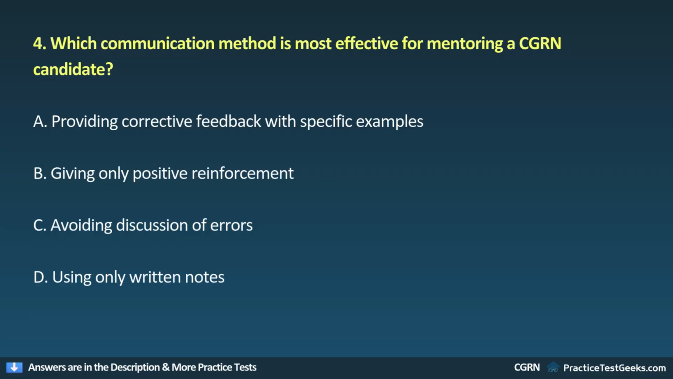4. Which communication method is most effective for mentoring a CGRN candidate? A. Providing corrective feedback with specific examples. B. Giving only positive reinforcement. C. Avoiding discussion of errors. D. Using only written notes.